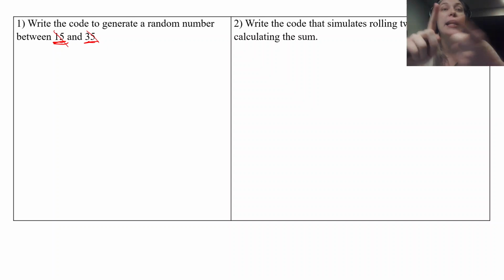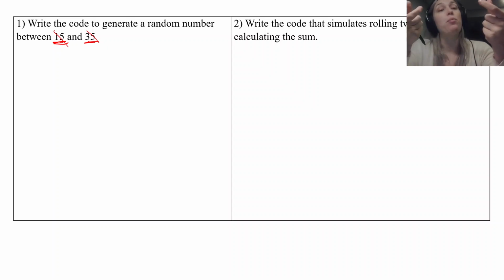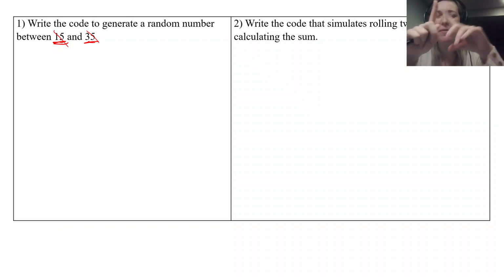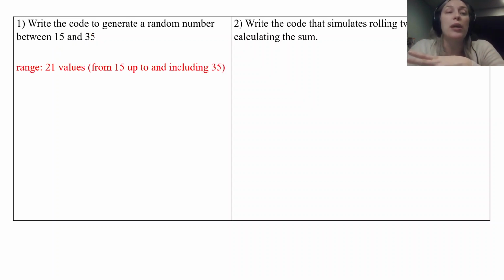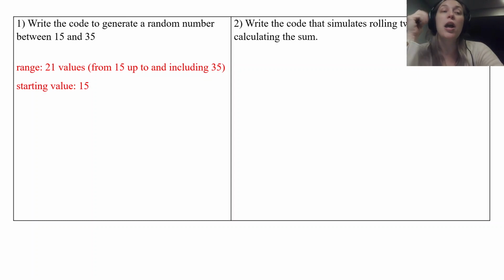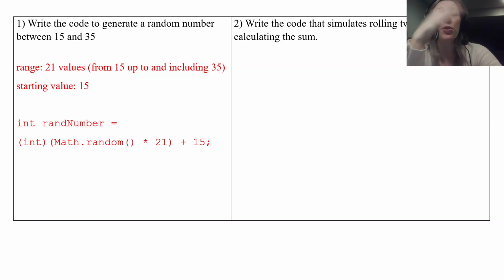If they say inclusive, that means they want both endpoints included. If they say exclusive, they want both endpoints excluded. So just kind of remember that. Inclusive means include the endpoints. Exclusive means exclude the endpoints. Here, the wording implies that we want the endpoints included. So 21 values, there is the range from 15 up to and including 35. And our starting value is 15. So using, again, that kind of formula there, we would do math.random times 21, typecast, plus 15.